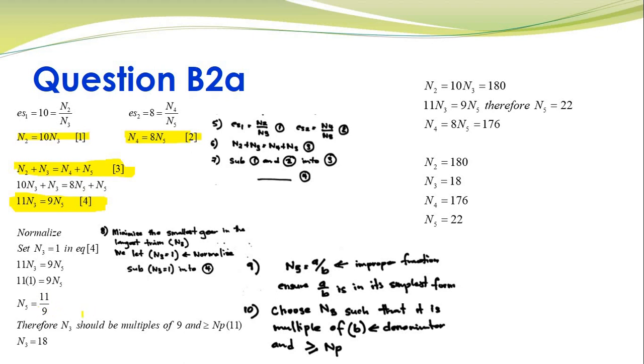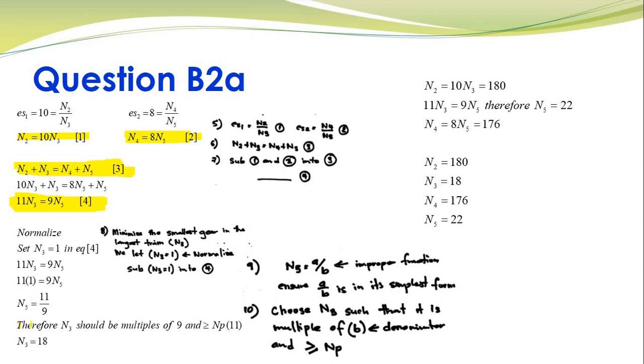So now how do we proceed from here? Let's look at our steps 9 and 10. N5 will be equal to I over B, which will be an improper fraction. So we need to ensure that I over B is in simplest form, which simply means it cannot be simplified any further. When we look at this 11 over 9, we cannot simplify it further. Then we move to step 10. Choose N3 such that it is a multiple of B, which is your denominator, and also greater than NP.